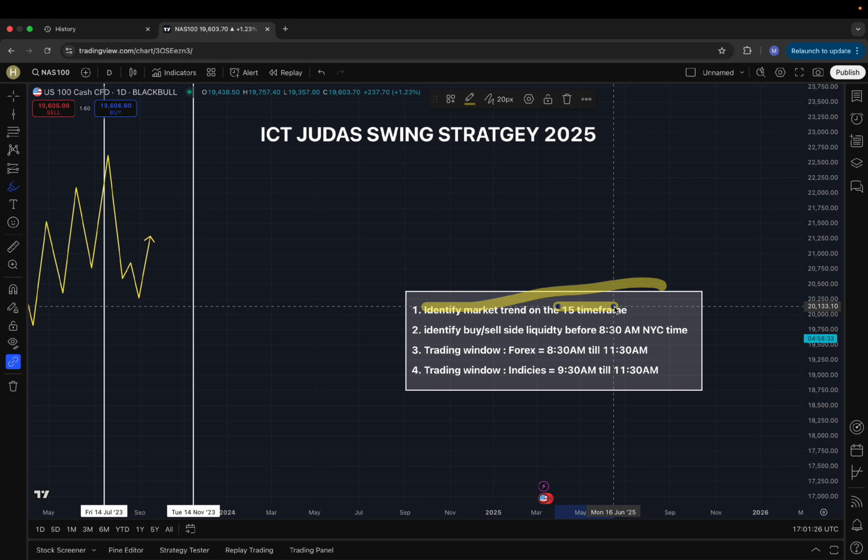The next thing you need to do is identify the buy side and sell side liquidity before 8:30 a.m., which is our trading window start hour. Now, once you've done that, it all comes down to which pair you trade. So if you're trading Forex, it's between 8:30 till 11:30. And if you're trading indices, it's between 9:30 till 11:30. Now, for indices, you can pick out your buy and sell side liquidity at 8:30, but we just prefer to do it at 9:30 as that's when the US stock market opens.